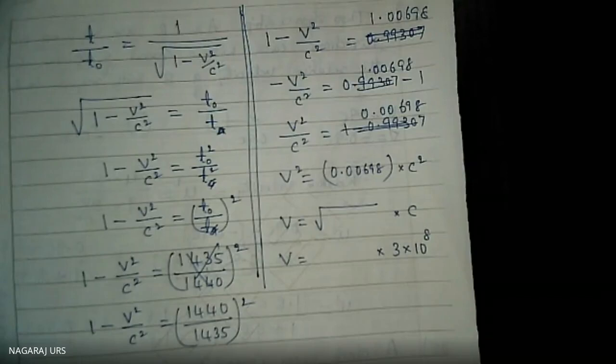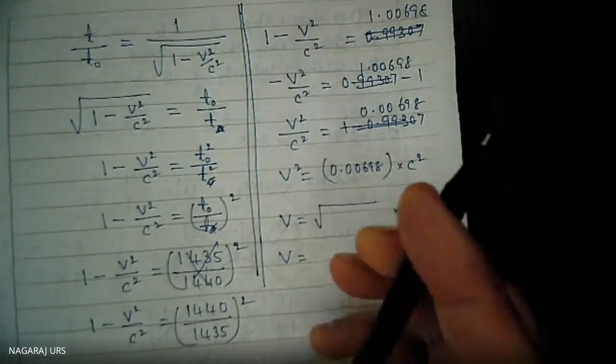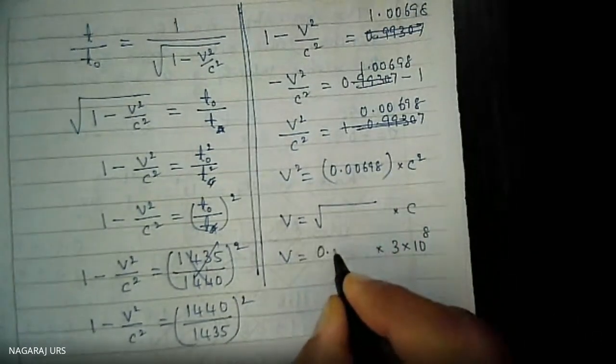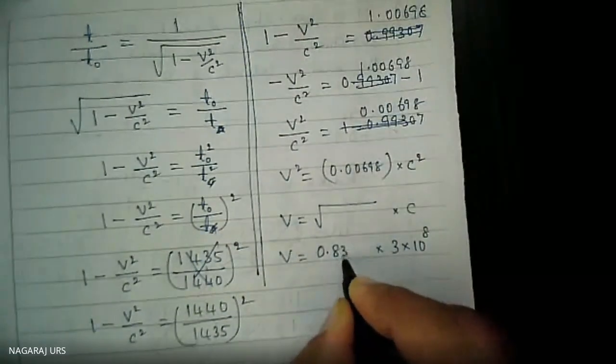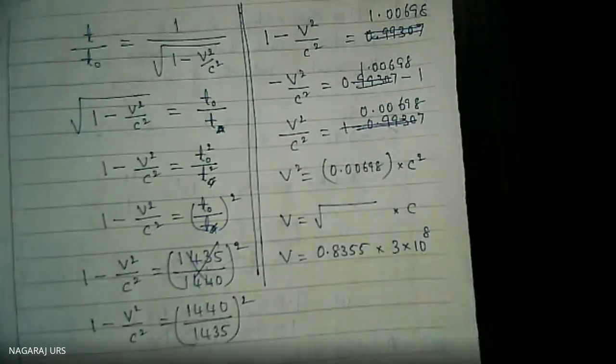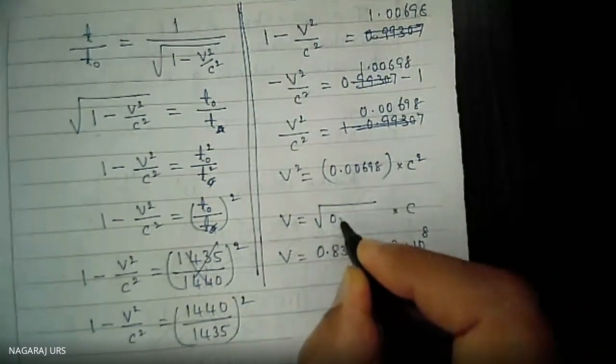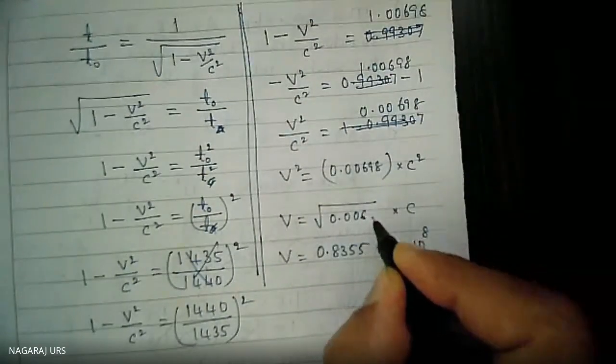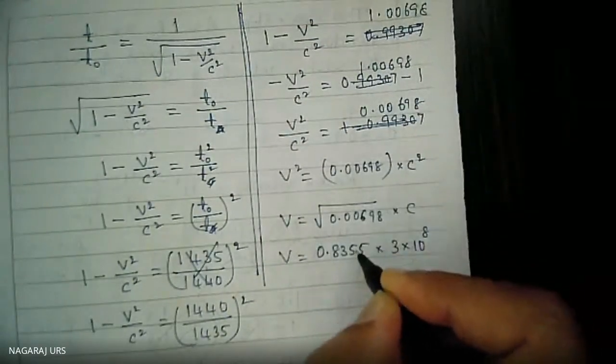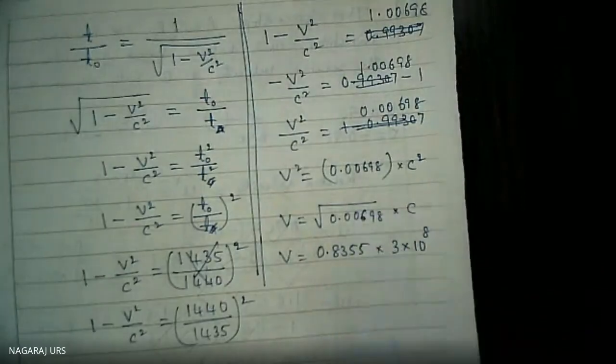0.8355. The square root, 0.8355. I don't know. You are showing, therefore I am writing. Is it correct? You just check it out. Square root of this, 0.00698. Is it a correct answer? Check it out.